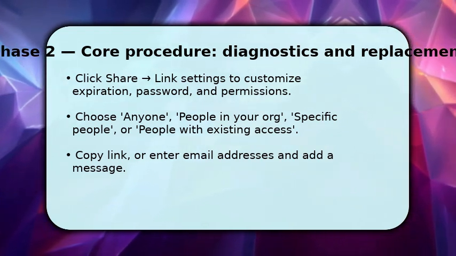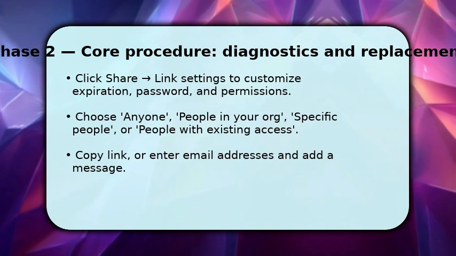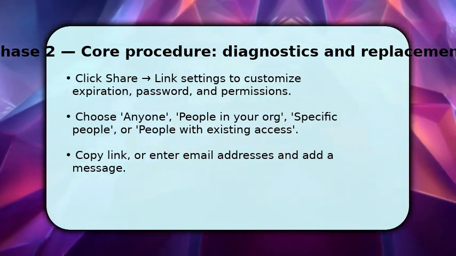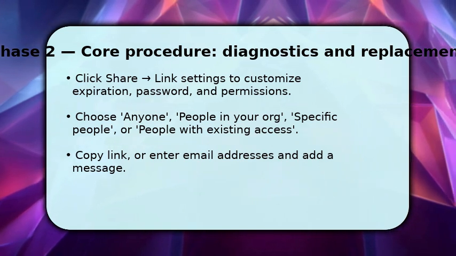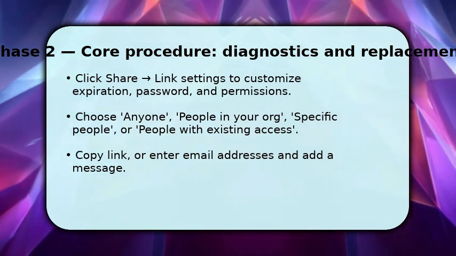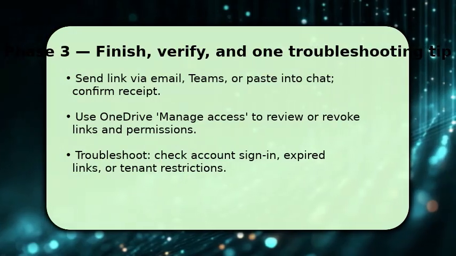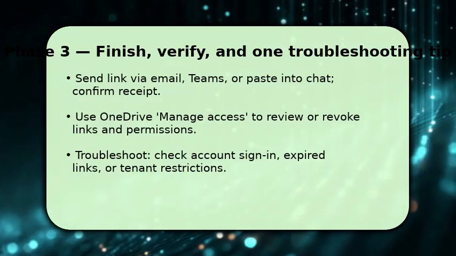After adjustments, copy the link to paste where needed, or enter recipient emails and write a short message. Make sure to double-check recipients. Wrong permission types can leak data. Now send the link and follow up to confirm access. You can email directly from OneDrive or paste into Teams or chat.